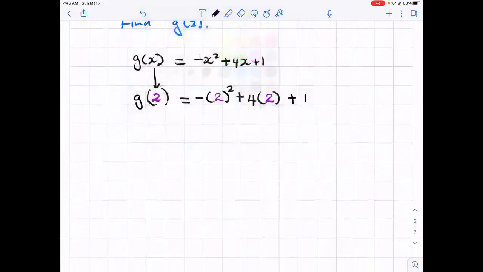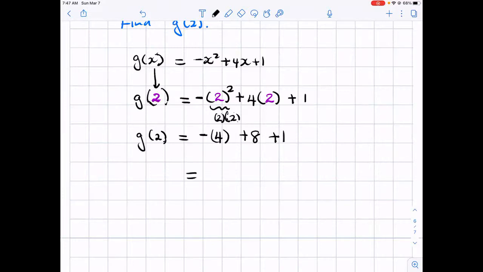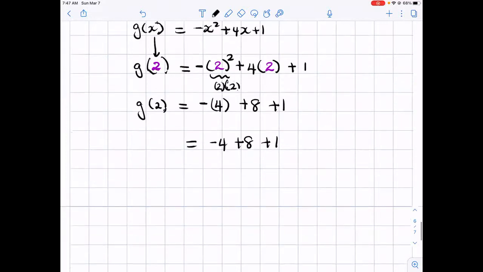So g of 2, if we now evaluate this, the minus, and this here becomes parentheses times parentheses. So we have 2 times 2. So this is 4, okay, plus 8 plus 1. So we have minus 4 plus 8 plus 1. So g of 2 is equal to 5.